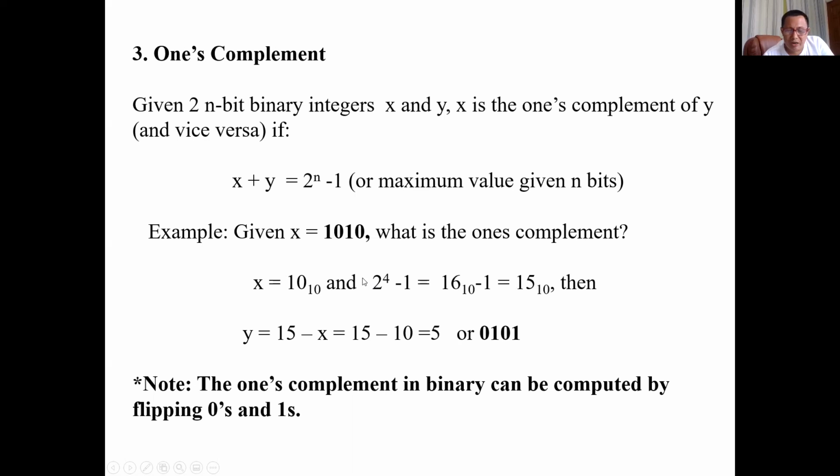You can also say 11 and 4 are ones complement, no? 6 and 9, 7 and 8. Okay? 7 and 8, what do you have? 6 and 9 again. You can have 5 and 10, no? 11 and 4, 12 and 3. Do you follow? They are ones complement. Okay? So what are the ones complement if n is 4?